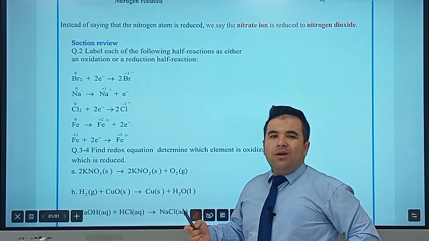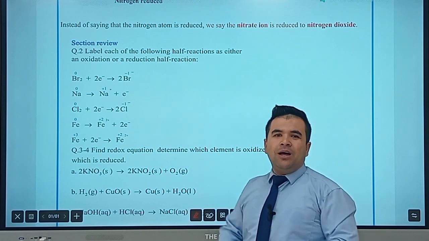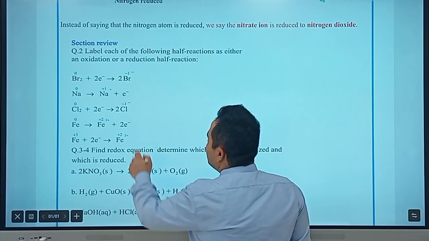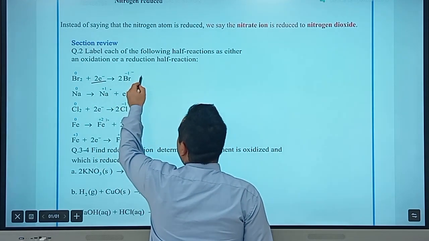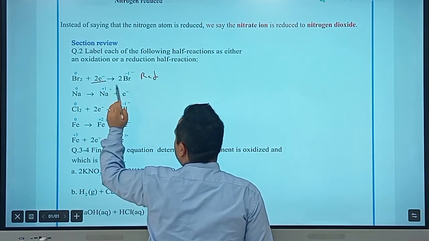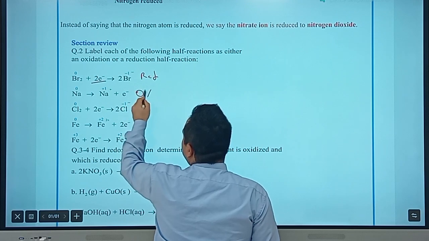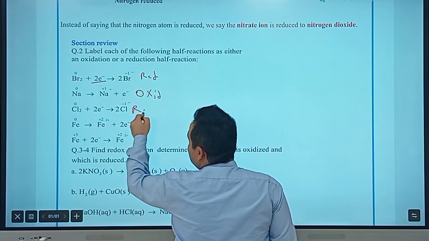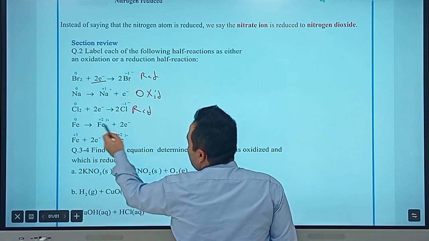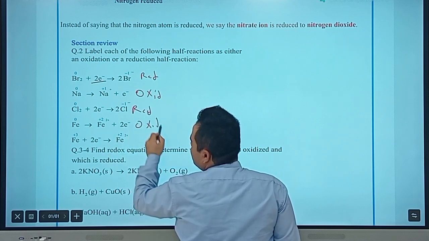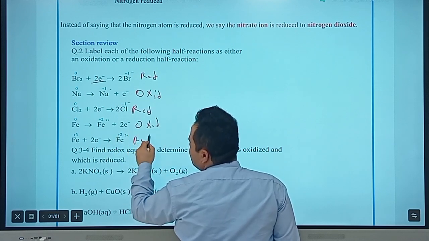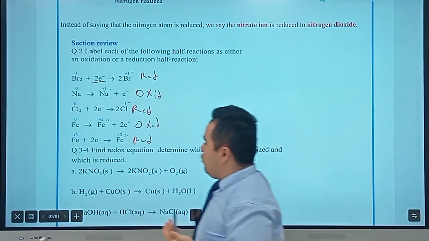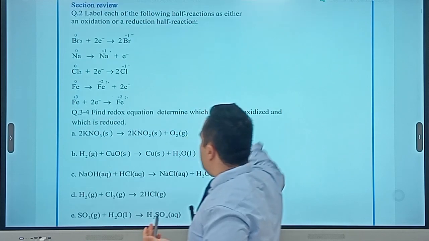Guys, it's simple. Whenever the electron is written on the product side, that's oxidation. On the reactant side, it's reduction. So this one is on the reactant side, reduction. Oxidation. Second, this is on the reactant side, reduction. Product side, oxidation. Reactant side, reduction. That's how we can determine whether it's the oxidation half or the reduction half.